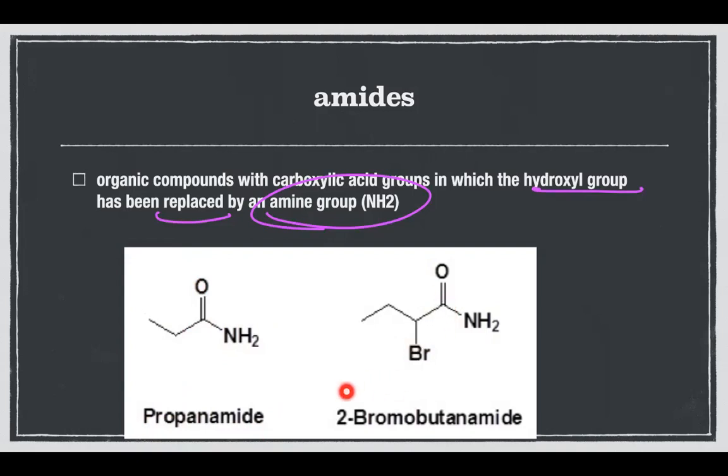Same thing here. And again, when it comes to position numbers, you're going to count this as number 1. Same with the aldehydes like we did before. So you identify this as being an amide. You're going to count how many carbons are in the parent compound. So 1, 2, 3, 4 is but. So that's butanamide. And then you identify your alkyl group here, which is bromo. And it's on number 2, 2-bromobutanamide.